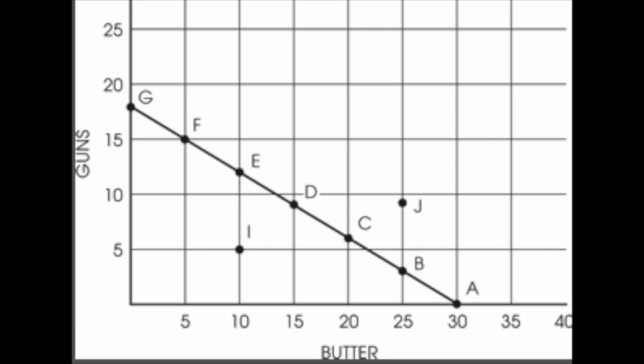However, not all production combinations are feasible. Points inside the frontier, like point 1, where only 10 pounds of butter and 5 guns are produced, represent inefficiency. The economy is not using its resources fully or effectively. In this case, it could improve its production by reallocating resources, possibly reaching point E, producing 12 guns and 10 pounds of butter, where it would be using resources more efficiently. On the flip side, points outside the frontier, like point J, which suggests the production of 25 pounds of butter and 9 guns, are unobtainable with the current resources and technology. The economy simply doesn't have enough resources to produce that combination.